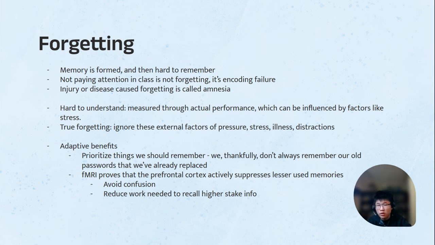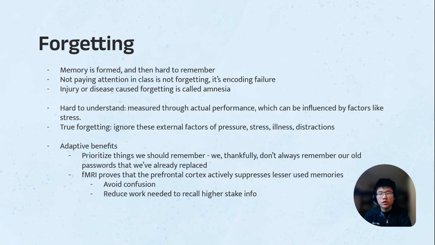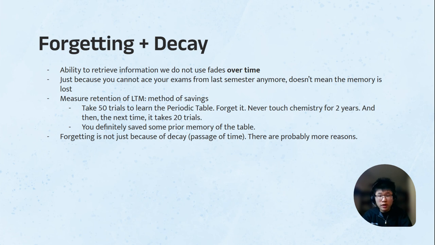Now, fMRI scans, which measure the activity in the brain, prove that the prefrontal cortex actively suppresses lesser used memories in order to avoid confusion and reduce the work needed to recall higher stake information. Now, decay is the ability to retrieve information we do not use fading over time. And just because you cannot ace your exams anymore from last semester, it doesn't mean the memory of all the things you've learned is permanently lost. For example, if I ask you to learn and memorize the entire periodic table, it might take you 50 trials right now. And then you forget it.